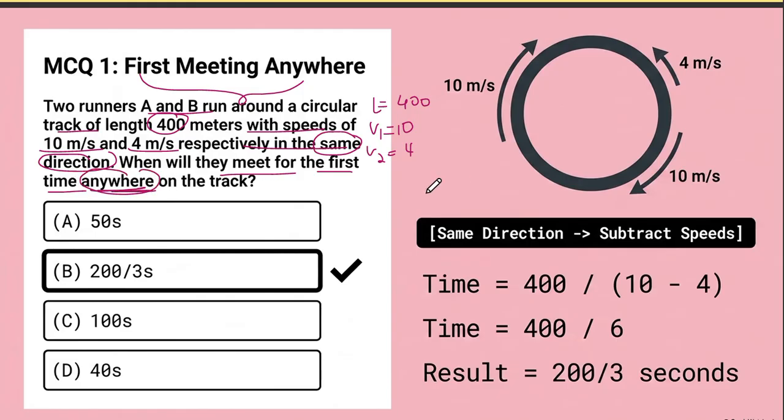So our formula to find the time is very simple: the length of the track, which is 400, and since the direction is the same, we subtract the speeds. 10 minus 4 is 6. If we cancel out, 200 by 2, 3 is 6, so it is upon 3. So the answer is 200 by 3 seconds. After this time, they will meet anywhere on the track for the first time.